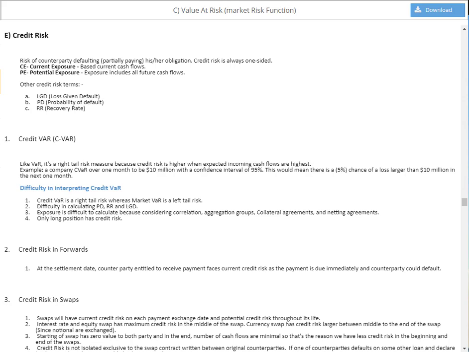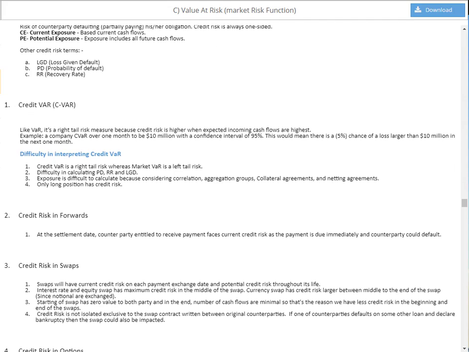Only long positions have credit risk. Like in OTC products, credit risk is in a forward contract. At the settlement date, the counterparty entitled to receive payments faces current credit risk. When I say current credit risk, I mean current exposure. The current credit risk exists as the payment is due immediately and the counterparty could default.